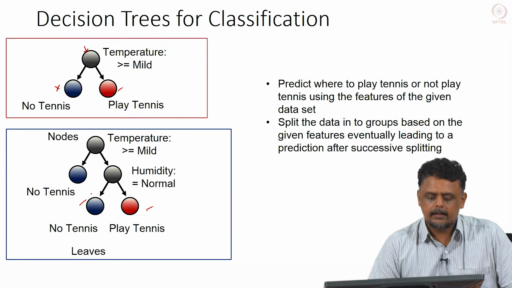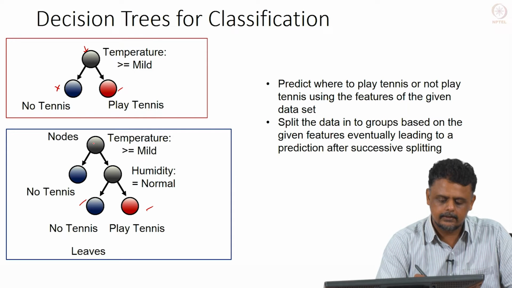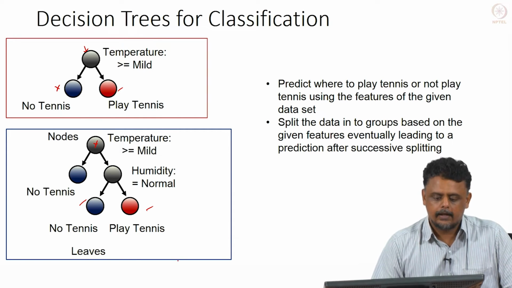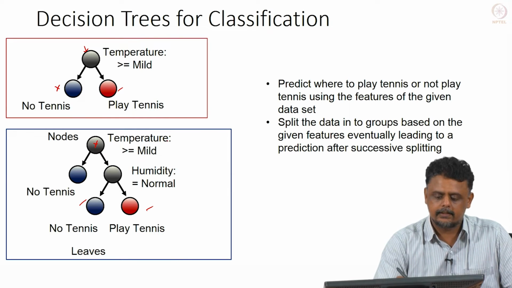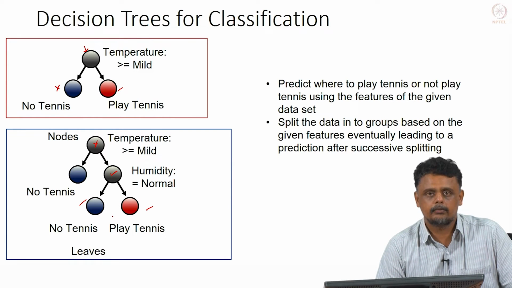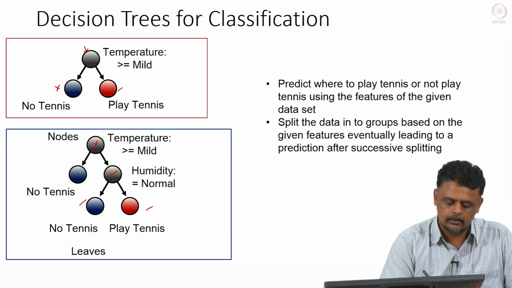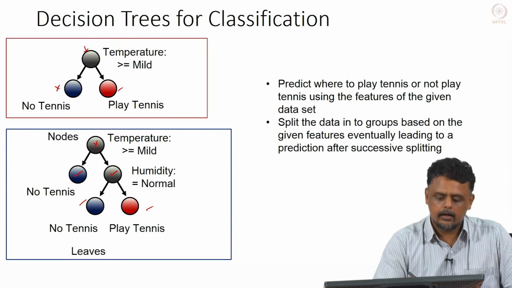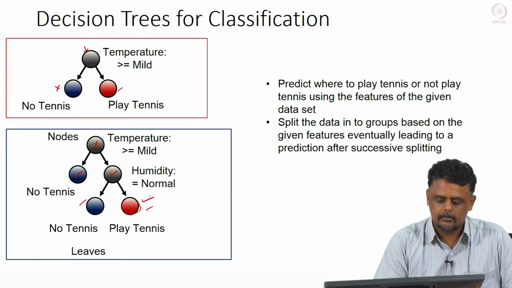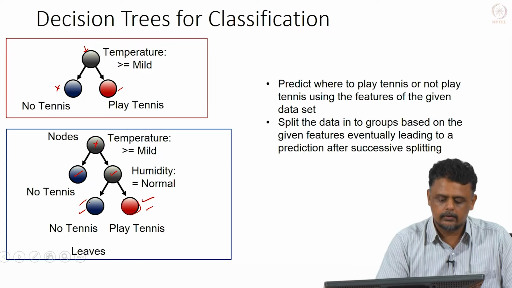Now, remember that we start at this node with all the data, and as we split the data based on this condition on temperature, we take all the data points in our data set where the temperature is greater than or equal to mild and assign them to this node, and all the data points where the temperature is cool, we assign to this node. From here on, among the data points that we have assigned to this node, we will check if the humidity is normal or not. If it is yes, then we assign it to this node here, otherwise if the humidity is not normal, then we go there.